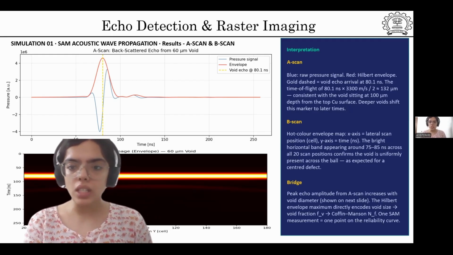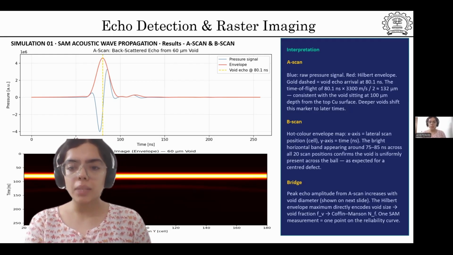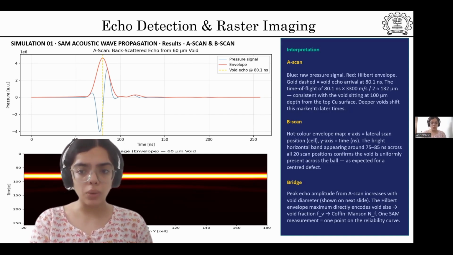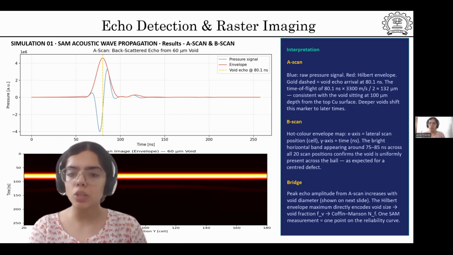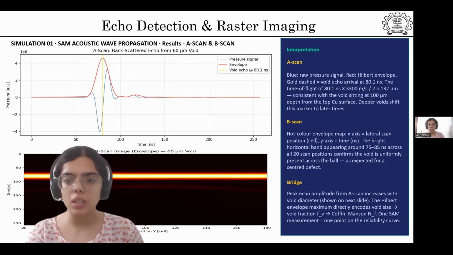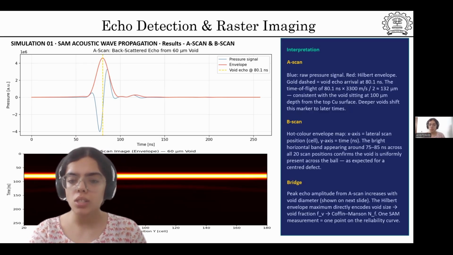To verify this physically, 80.1 nanoseconds multiplied by 3300 meters per second divided by 2 for the round trip gives 132 micrometers of travel. Our void is at 100 micrometers from the top copper surface. So the signal has to travel through 20 micrometers of copper, 80 micrometers of solder, bounce off the void and return. The numbers are consistent.